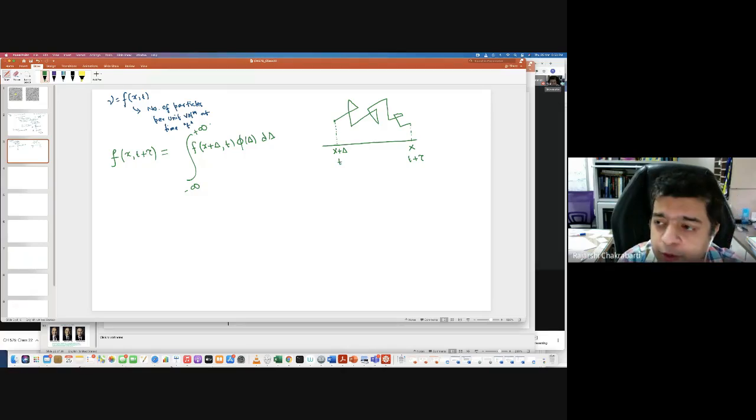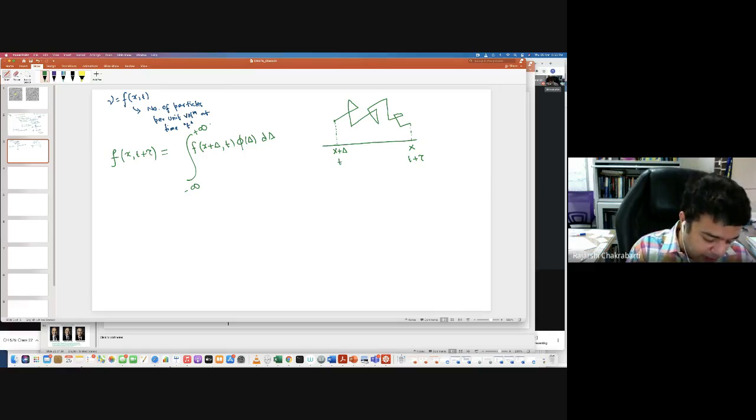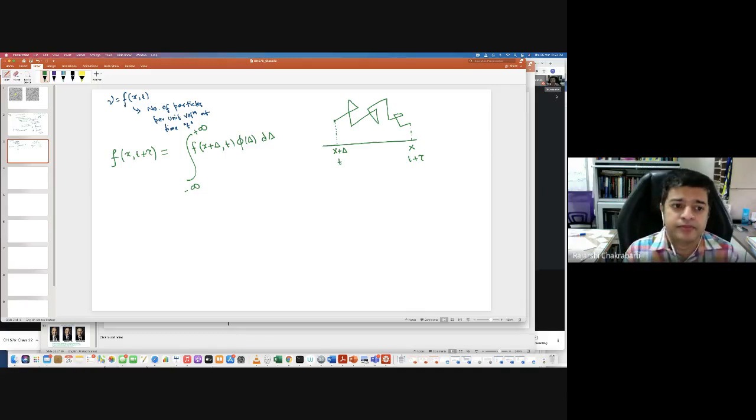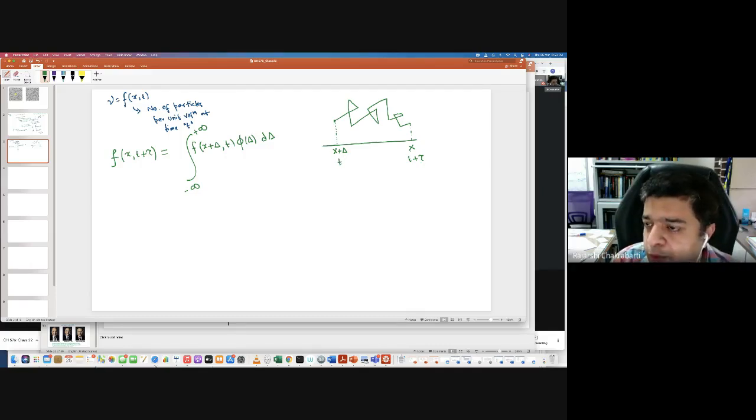Very, very important. What do you do? I know my particle position at time t is x plus delta, and then at time t plus tau it is at x. Now I ask, what is the probability of finding the particle at time t plus tau with position x? Now you can think of a situation that the particle was at x plus delta at time t, and it jumps to this place.